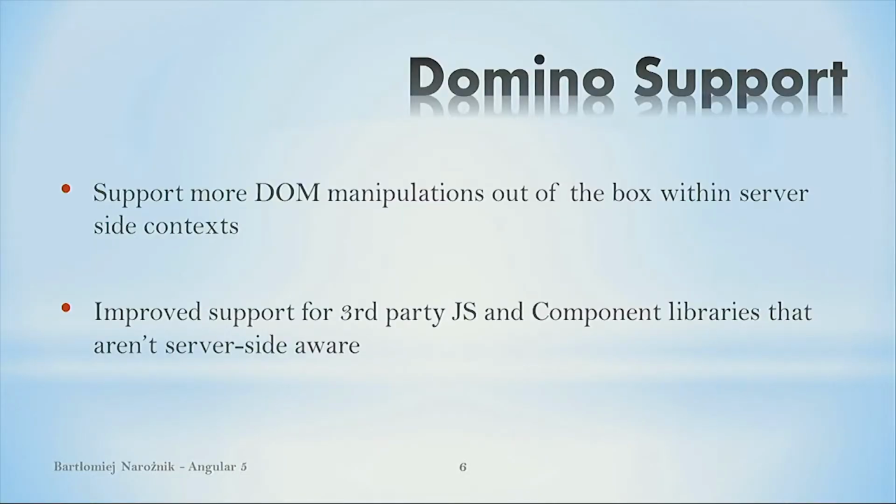Another change for Angular Universal is the change of the DOM engine. They have dropped support for parse5. Now they use Domino.js, which is slightly better. It has a little more DOM manipulation included, and it also plays better with some JavaScript frameworks that are not server aware.